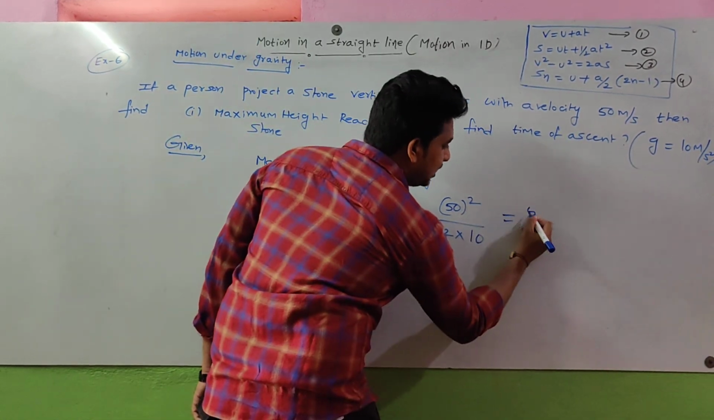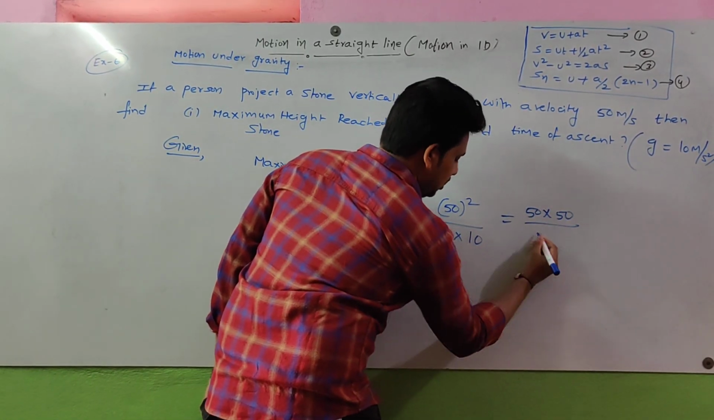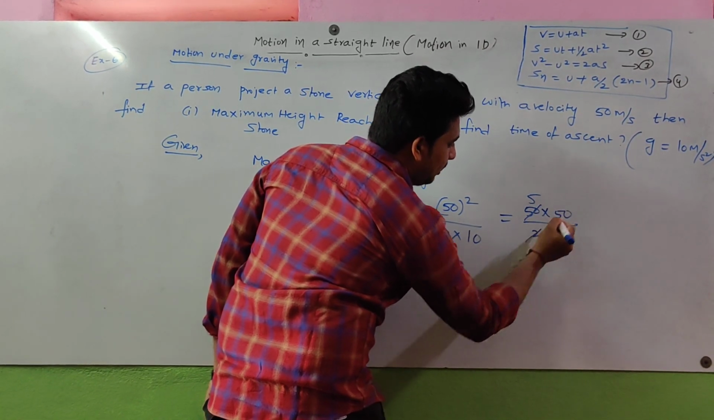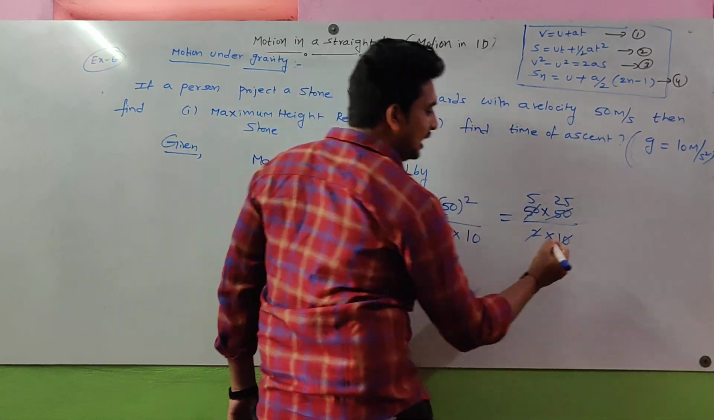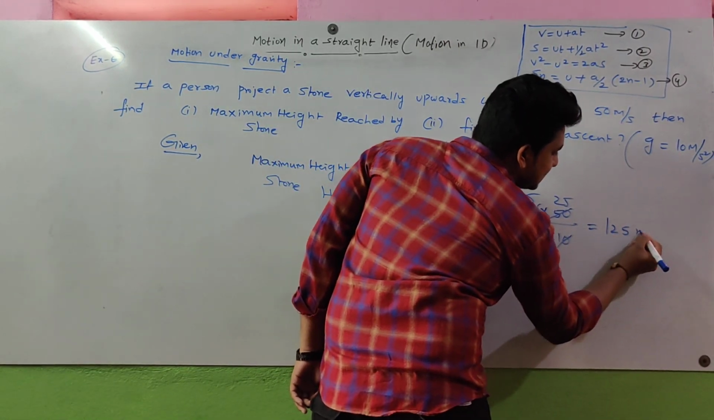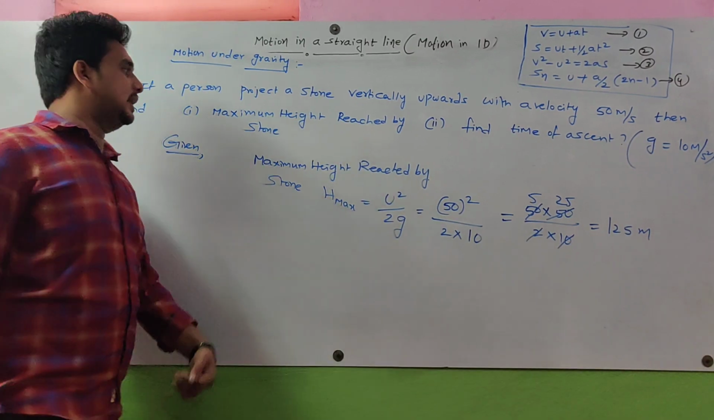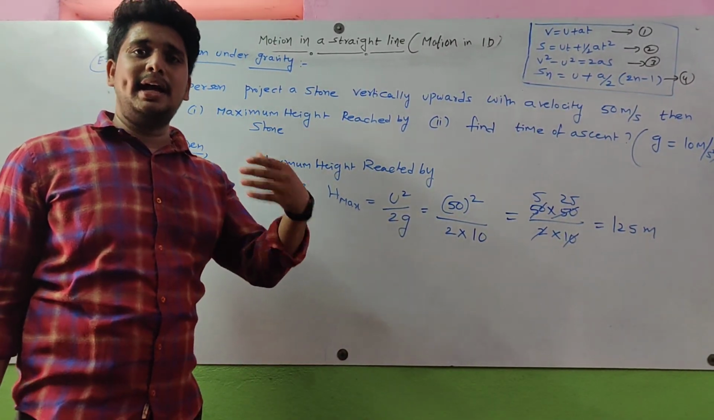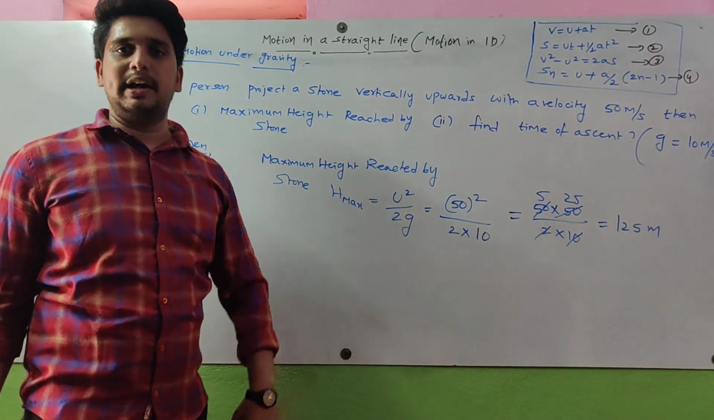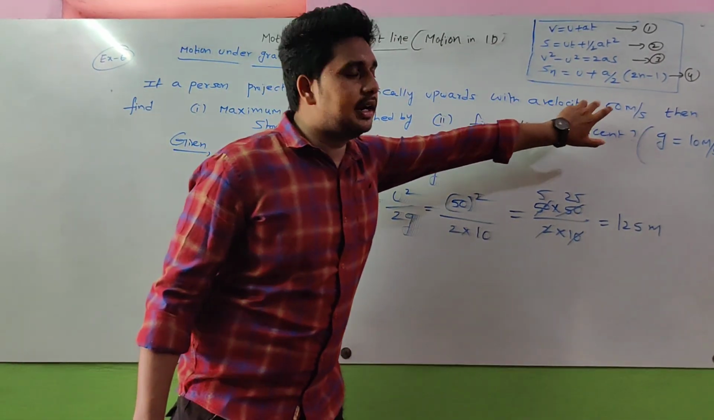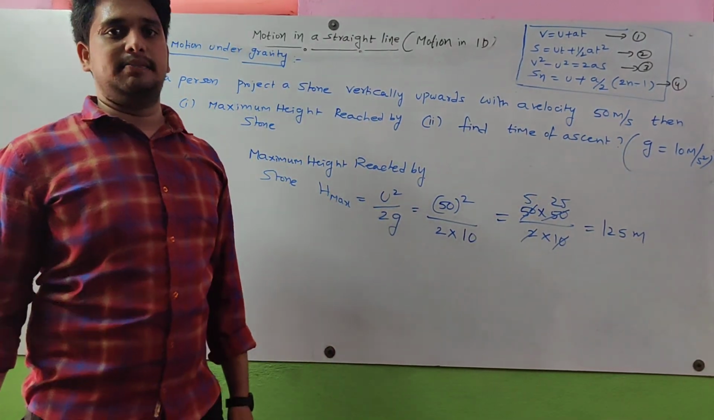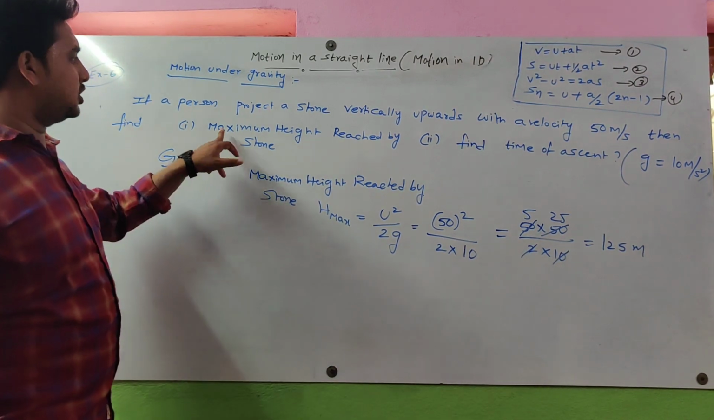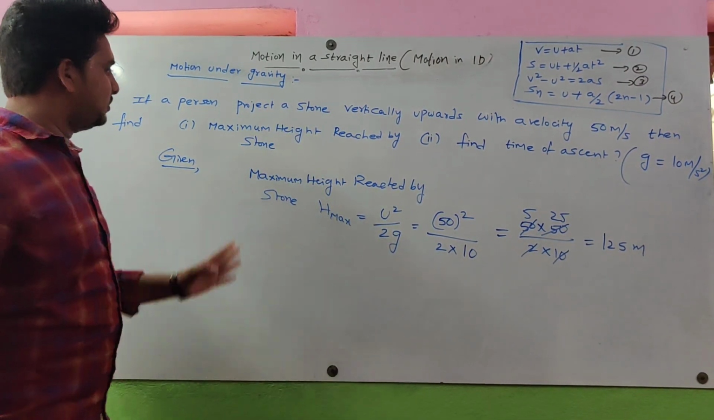So now what did we get here? 50 into 50 by 2 into 10. Then 10, how many times? 5 times. 2, how many times? 25 times. So then 25 into 5, 125 meters. That means the maximum height reached by the stone is 125 meters, when we project with velocity 50 meter per second. So this is the first part. I hope you understood the maximum height reached by a body or a stone.